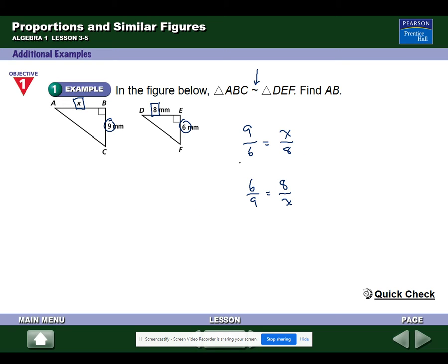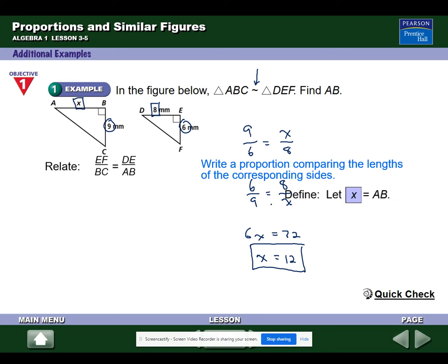And you know what happens in either one of these models? As soon as you cross multiply, you're going to have 6x equals 8 times 9, which is 72. Either one of these first steps brings us to this step after you cross multiply. And then divide by 6, and you'll find out that x is 12. Okay, the missing side there is 12.